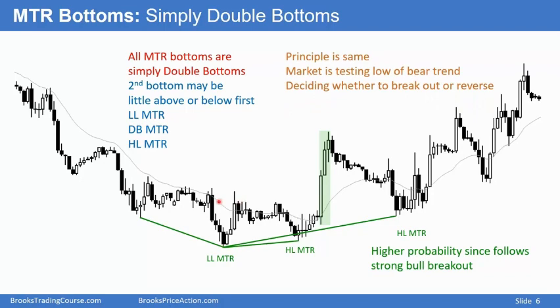The principle is the same with this, with this, with this. These are all major trend reversals. The market is testing the low of the bear trend and deciding whether it'll break to a new low or reverse up. We tested the low, reverse up. Tested the low, reverse up. Tested the low, reversed up.